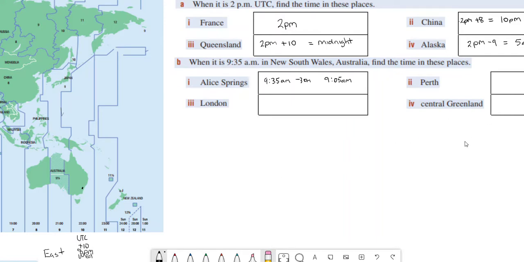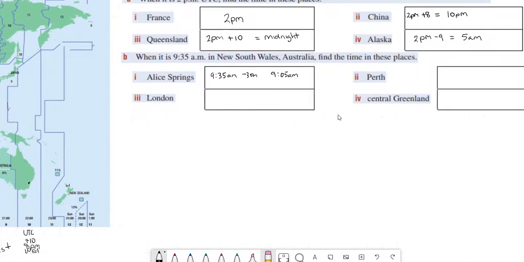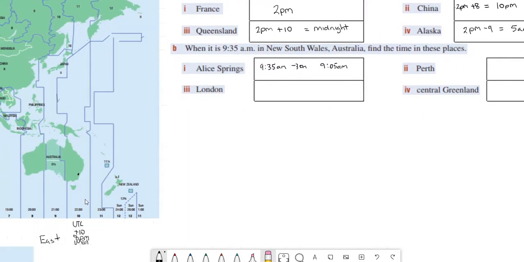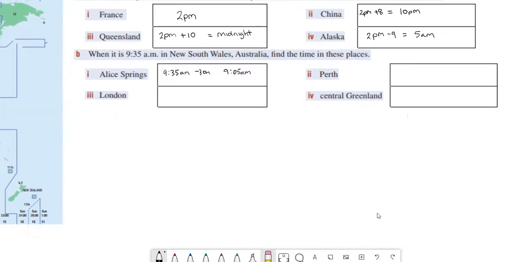In Perth, when it's 9:35 a.m. in New South Wales, it was 2 hours behind because we had UTC 10, UTC 8, so 2 hours behind. So we have 9:35 a.m. minus 2 hours, and that is 7:35 a.m.